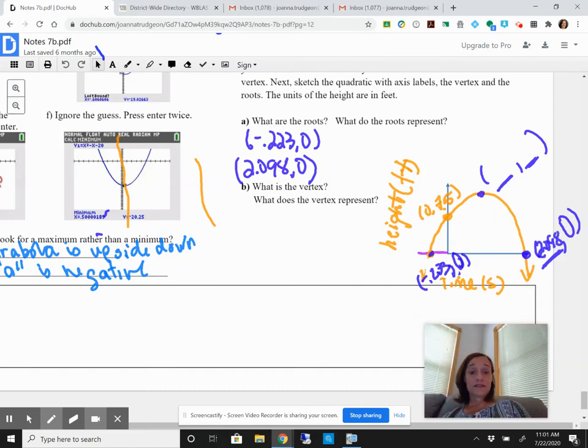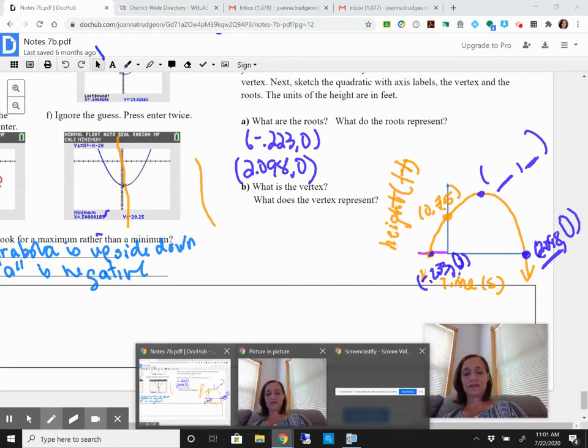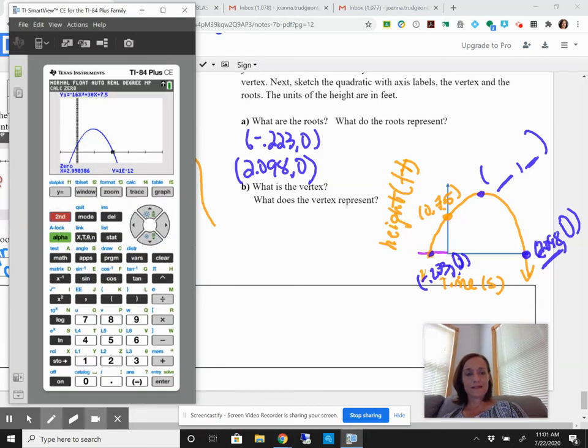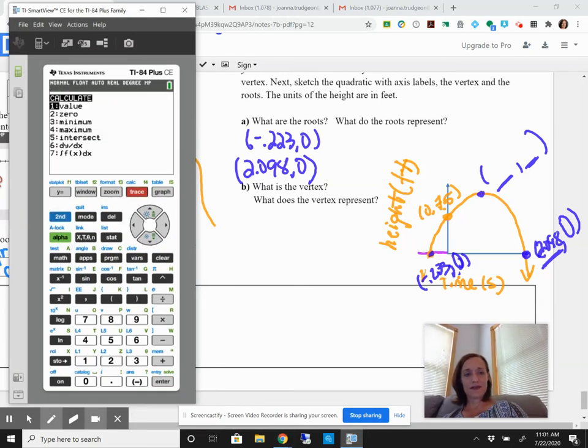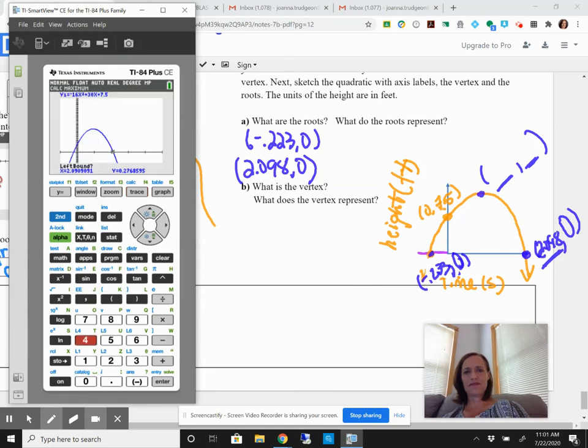The vertex, is that a minimum or is that a maximum? Since it's a high point, right? He's throwing it up in the air and the parabola is upside down. That is going to be a maximum. So second calc, maximum is number 4. And by the way, if you do it the other way, it was not going to pick the right point. It just won't know. So my vertex here, I need a left bound. So maybe about here, right bound, somewhere over here.